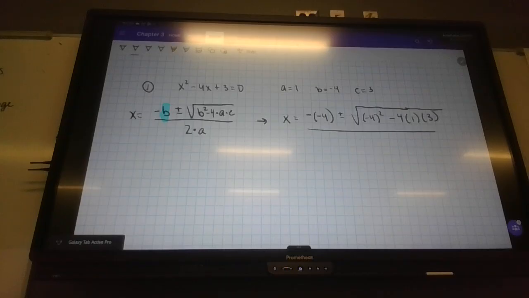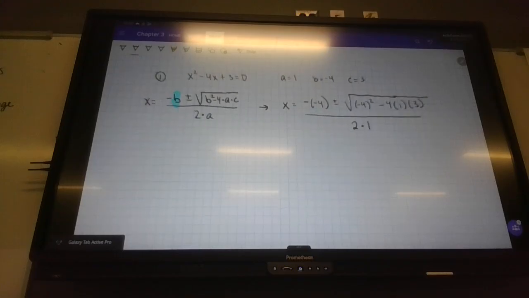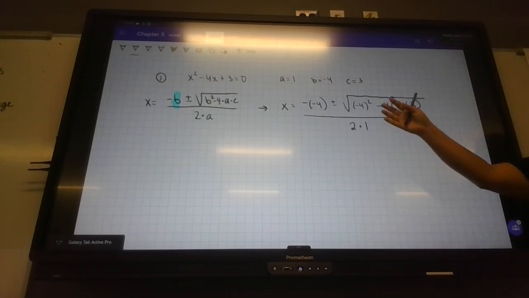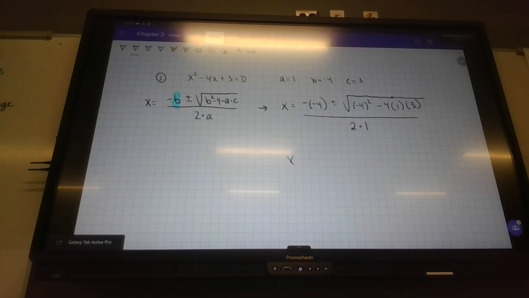Over 2 times 1. What this is actually doing for you is cutting out the whole completing the square process and just taking you right to the answer. You don't even have to do any of that rewriting, squaring, square rooting. It'll just take you right to the answer. This is it, the quadratic formula. So my next step, I'm going to square it and I'm going to multiply.